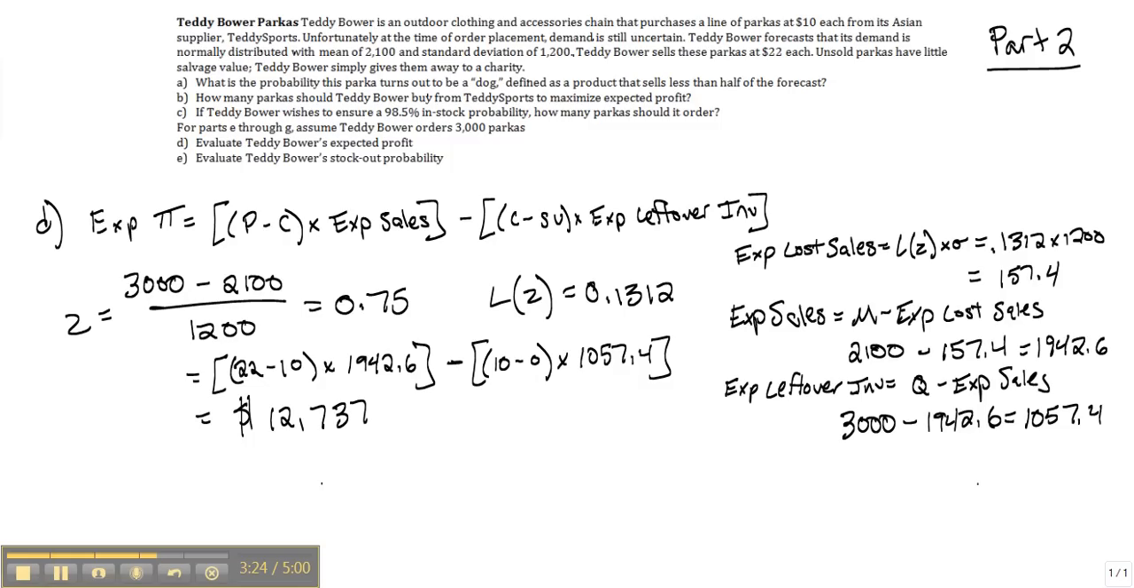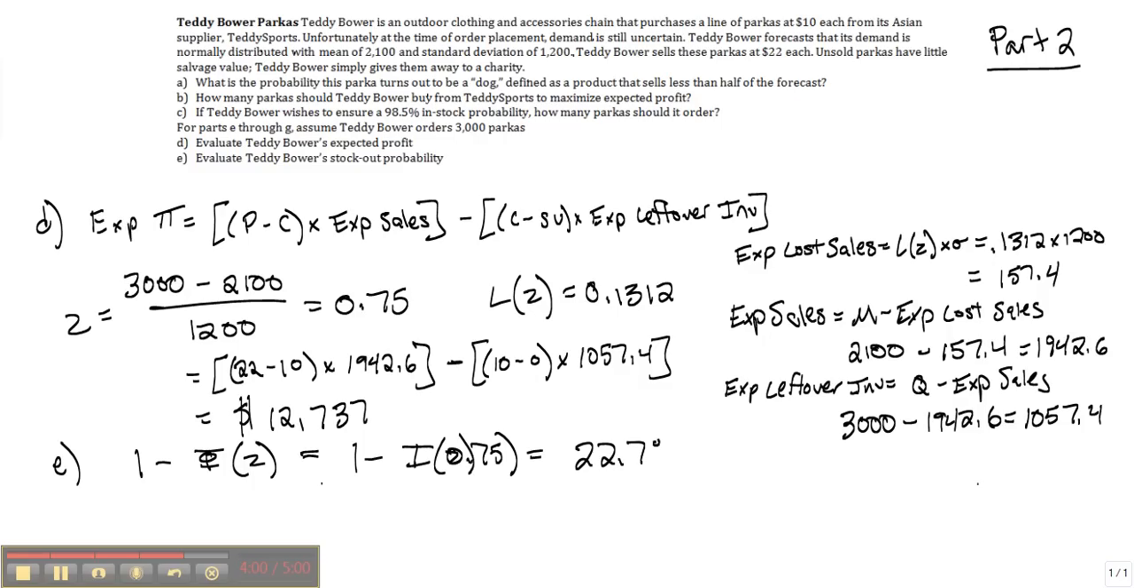Finally, moving on to part E, where we're asked to calculate Teddy Bauer's stockout probability. That's going to be equal to 1 minus the probability given that corresponding Z. We've already determined that that Z value is 0.75, and so when we look that corresponding value up in the standard normal distribution table, we realize that it's equal to 22.7%, and that is our stockout probability for this problem.